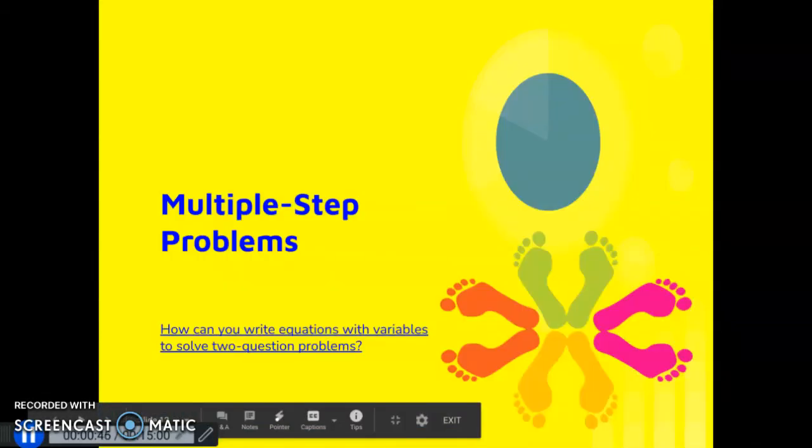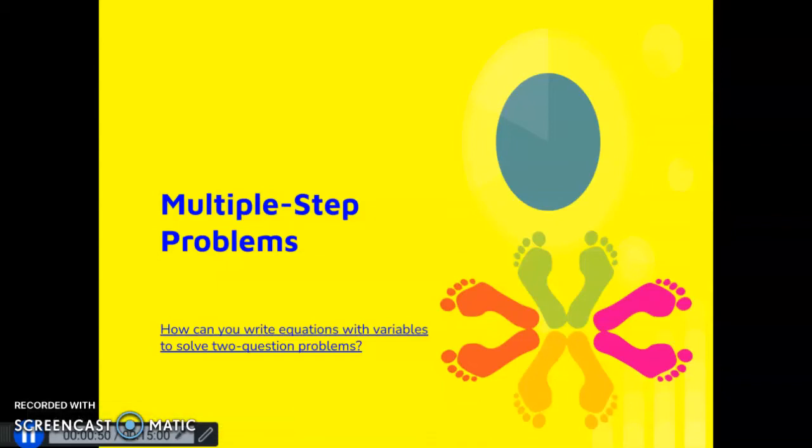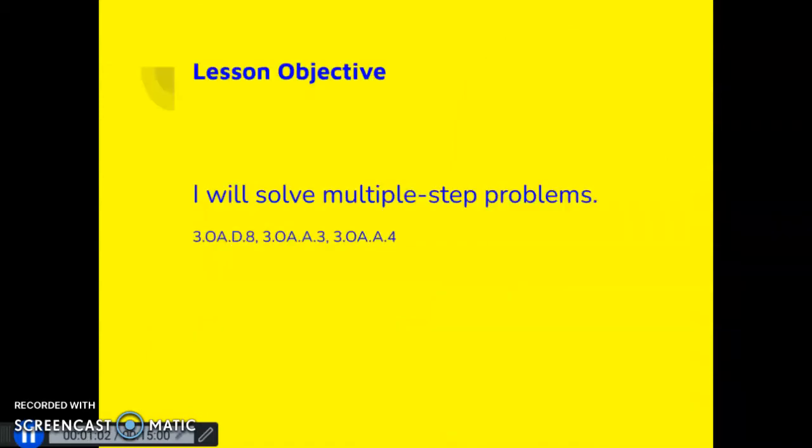So again, we're thinking about multiple step word problems. How can we write an equation with variables to solve two step problems? And we've got to think about the vocabulary for variables. What does that mean? And we'll talk a little bit more about that again today.